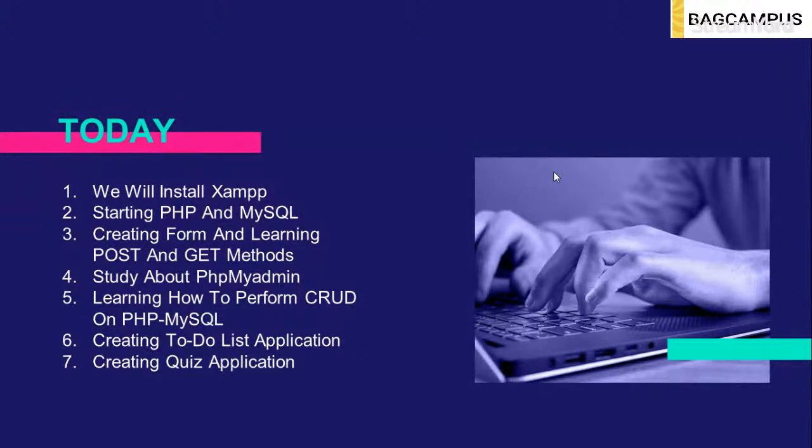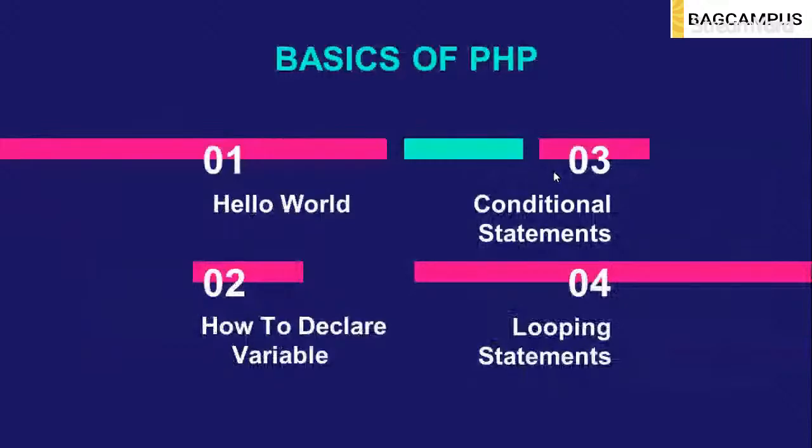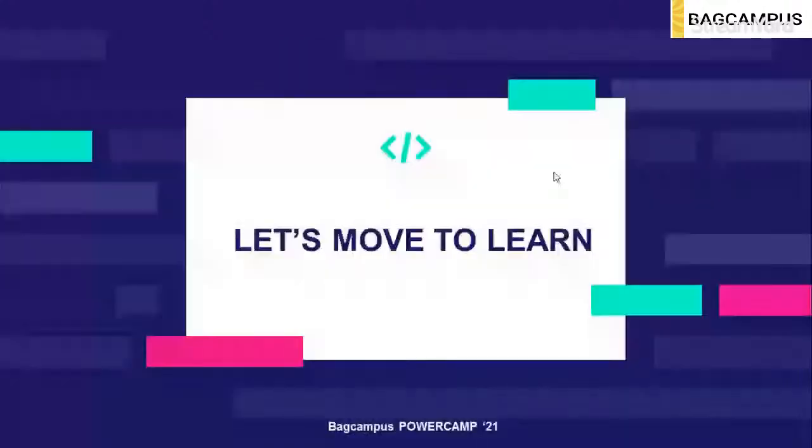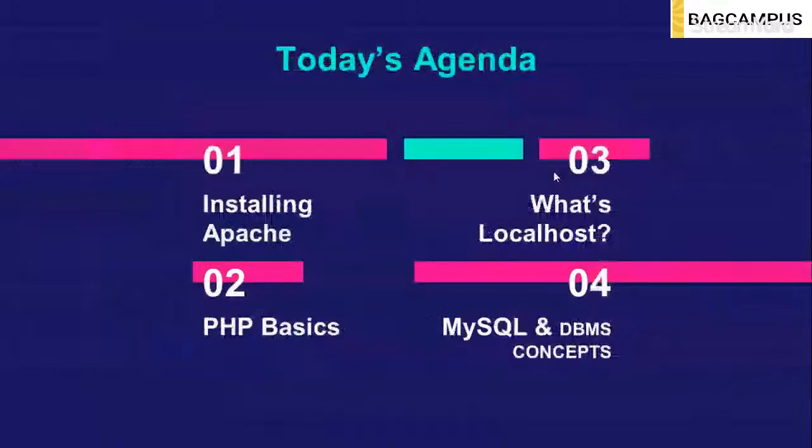So let's move to the basics of PHP, where we are going to learn hello world. Then we are going to learn how to declare variables, then conditional statements, then looping statements. Then we will go for what an array is in PHP, and many basic things we will be discussing as soon as we move to the code editor. I think we have to move to code and learn it. So as per today's agenda, our first thing is to install Apache. So let's move to that point.